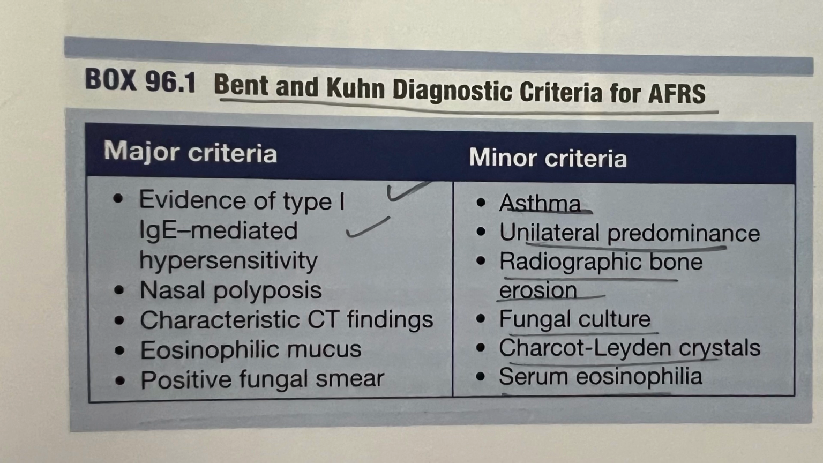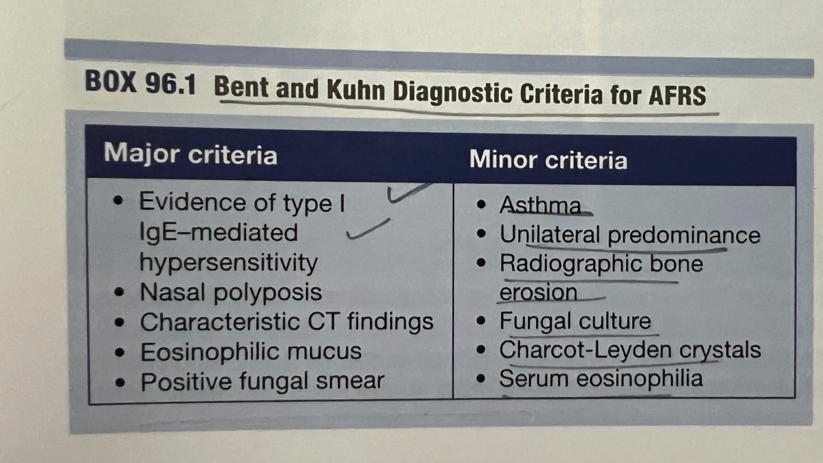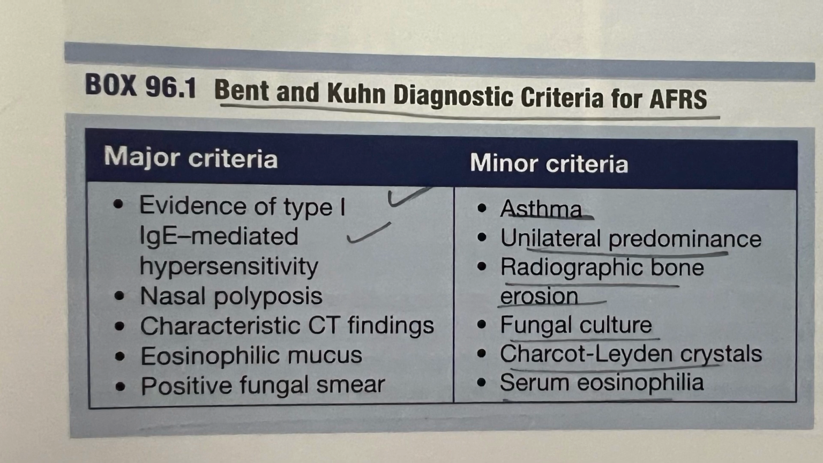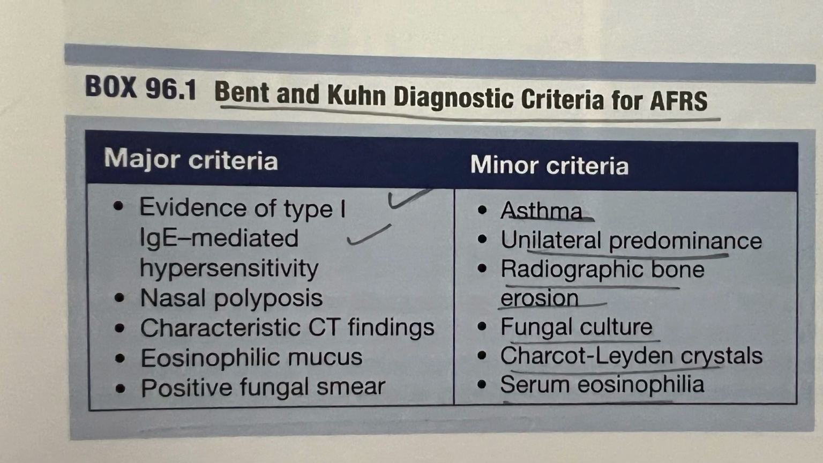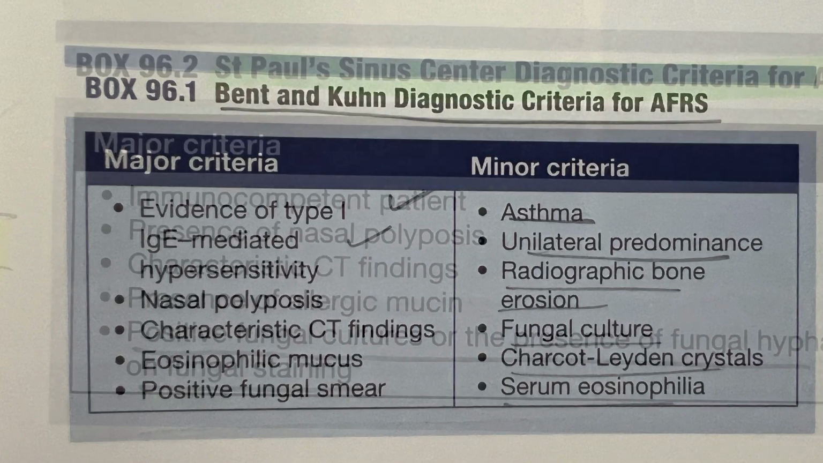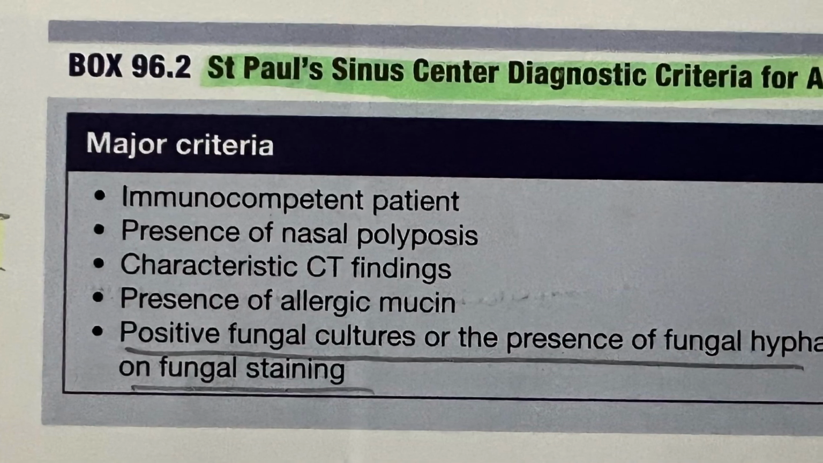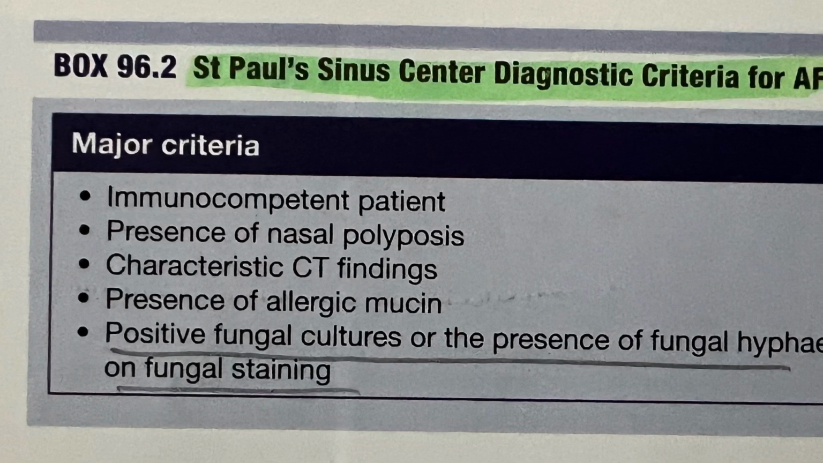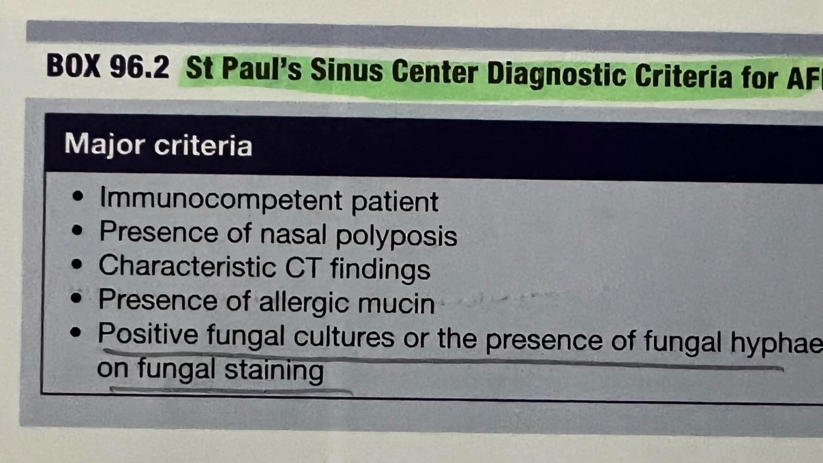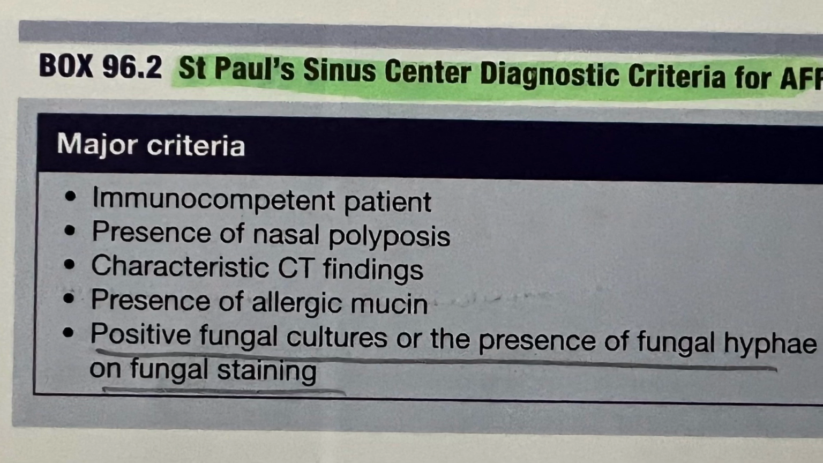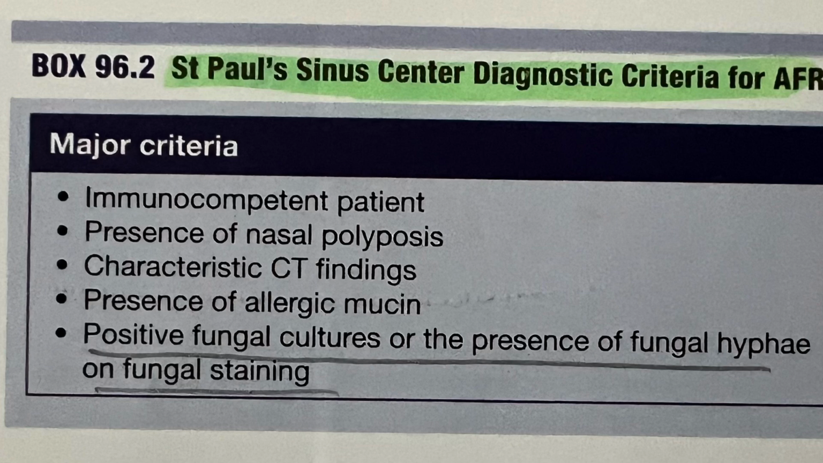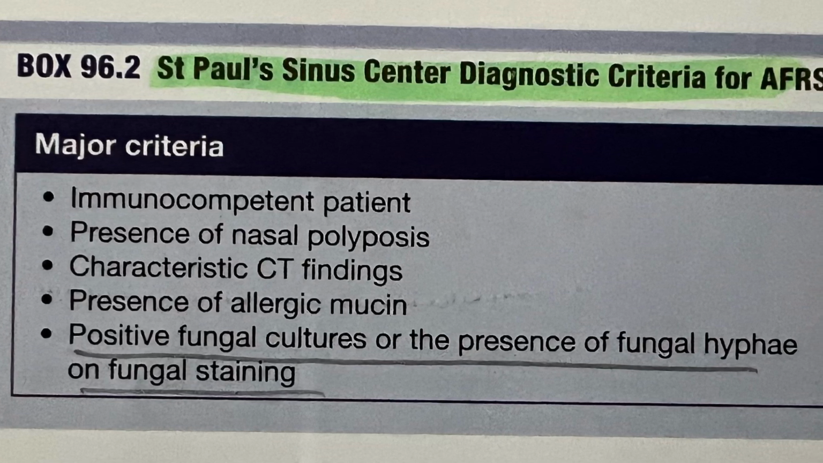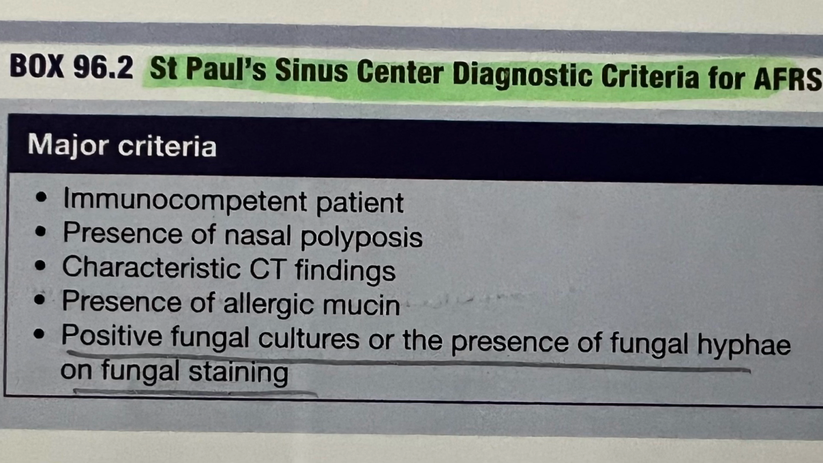Now, it was observed that an elevated Ig level is not always present in all AFRS patients and may fluctuate within the normal range in all disease stages. So new criteria were proposed, which are very effective, called the St. Paul Sinus Center diagnostic criteria for AFRS. The five major criteria are immunocompetent patient, presence of nasal polyposis, characteristic CT finding, presence of allergic mucin, and positive fungal culture or presence of fungal hyphae in fungal staining.